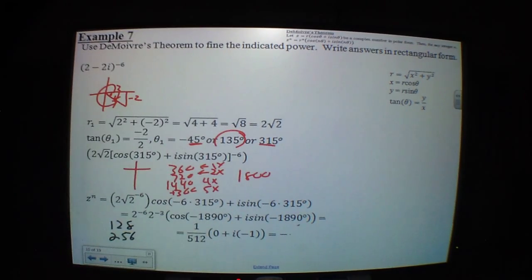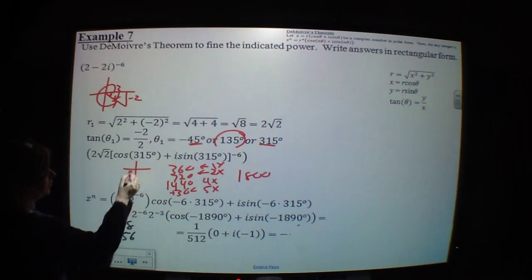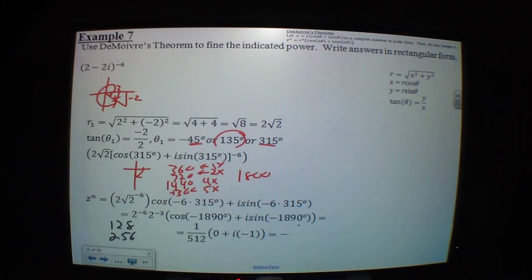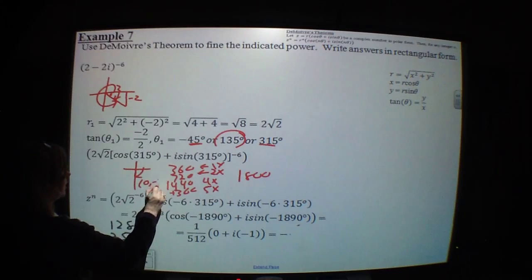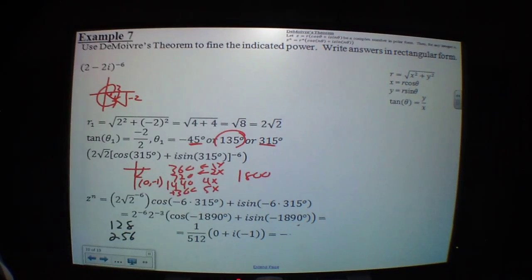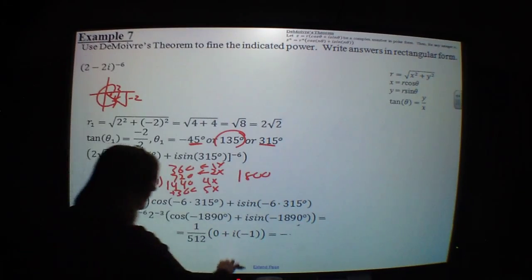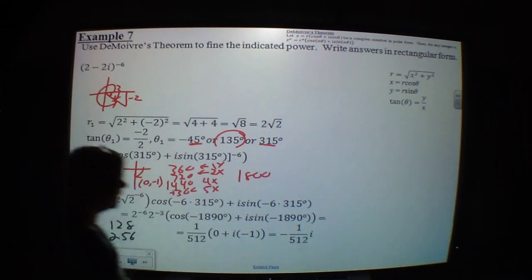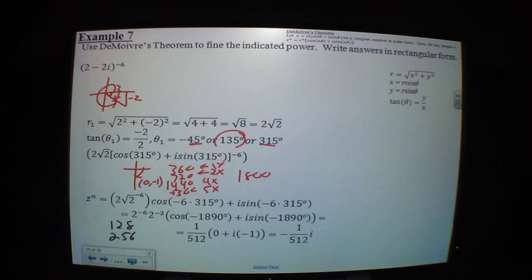So I'm going all the way around the circle 5 times at least, right? But I'm adding 90 to it. So 1800 is 5 times around the circle, and then I'd go 1 more 90 degrees to get to the 1890. This point here is 0, negative 1. That is why cosine is 0 and sine is negative 1, which I have here. So there's my answer. Basically 5 times around the circle and then 90 degrees from that. And we're done here.